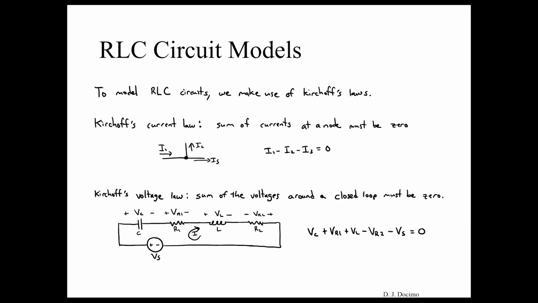What this law says is that the sum of all these voltages, based off of the sign convention here, has to equal zero. So in this case, we go around the loop looking at all the voltages. VC will be positive, VR1 will be positive, VL1 will be positive, and then the last two elements, because their sign convention is the opposite of the others with respect to the current, those will be negative. So we have VC plus VR1 plus VL minus VR2 minus Vs has to be equal to zero in this case. And that's what this law says.